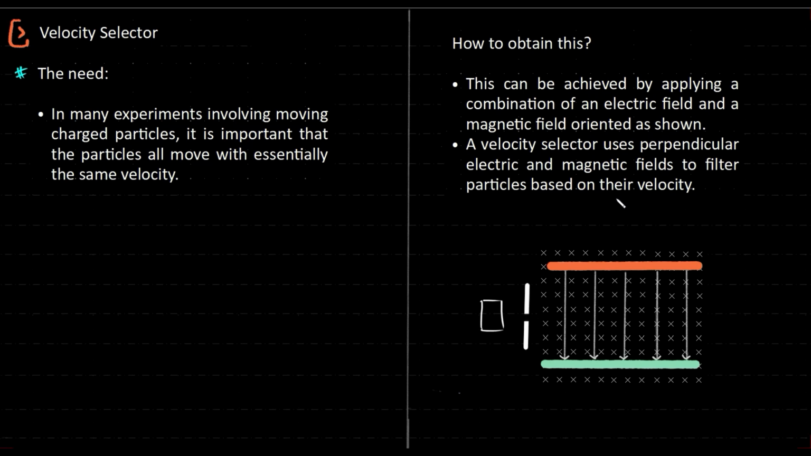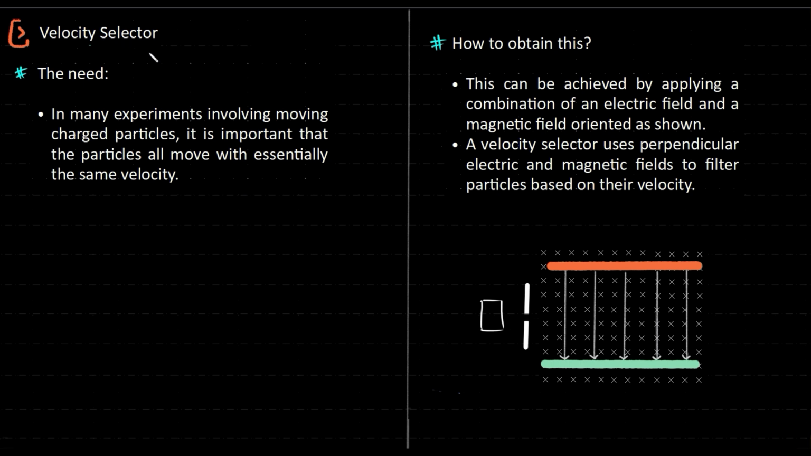Finally, we'll get to see a concept, an idea that will include all the things that we have learned till now. It's known as velocity selector. So the need of this, let me talk about it. In many experiments involving moving charges, it is important that the particles all move with essentially the same velocity. Right? How do you obtain this? Okay, we need it, but how do you obtain it?